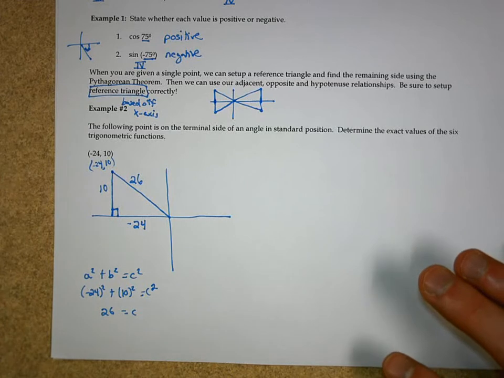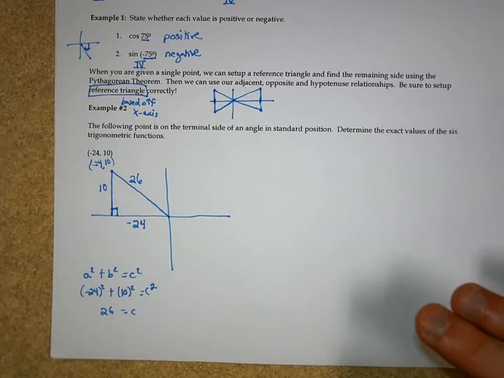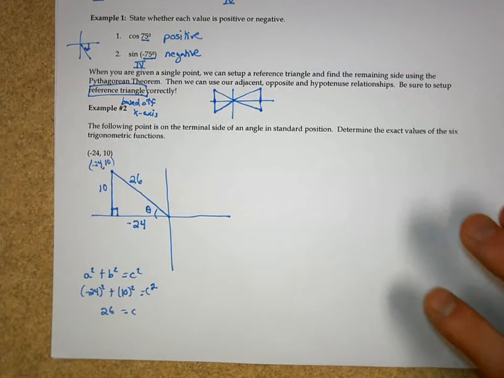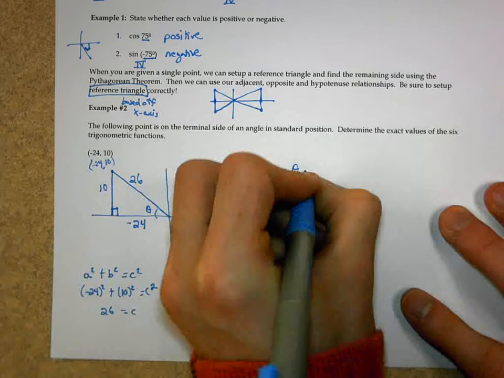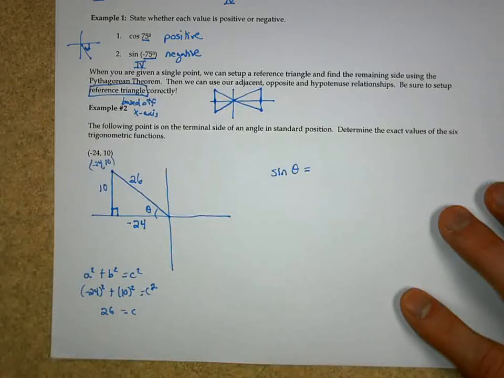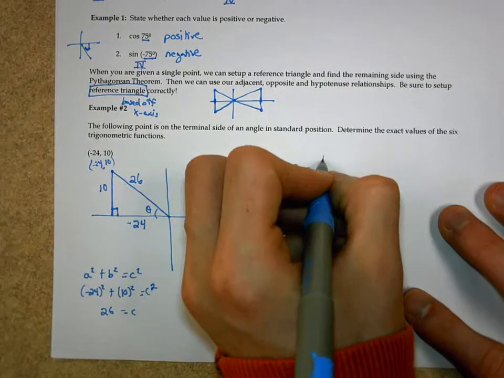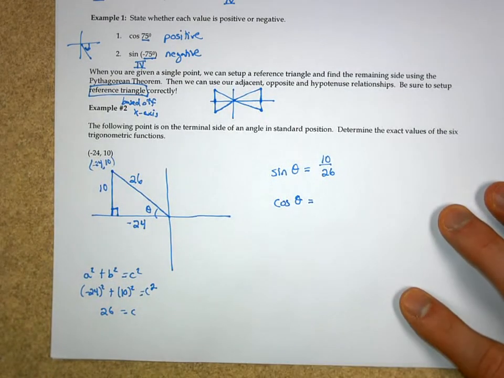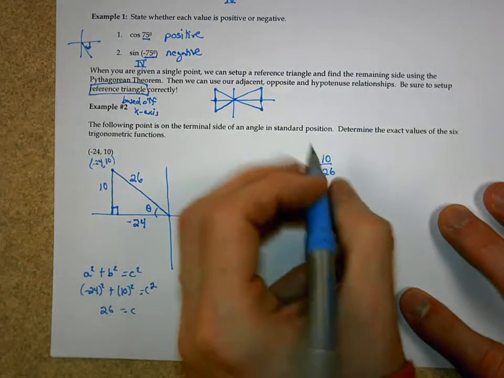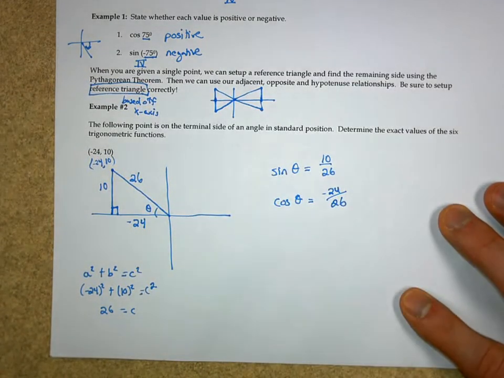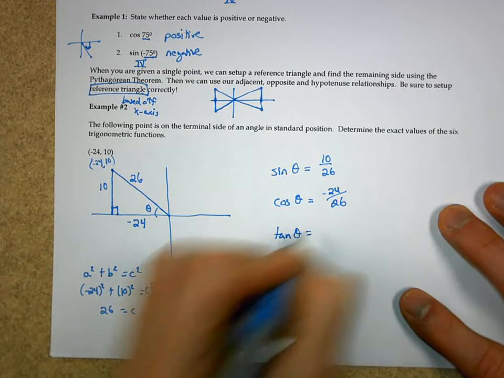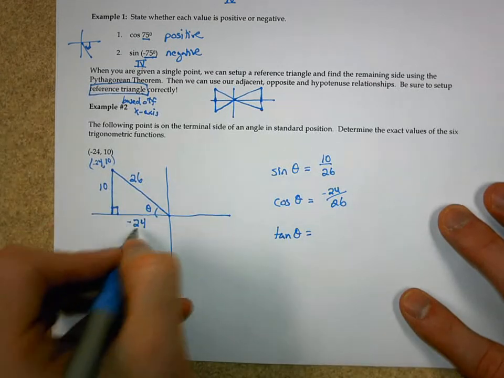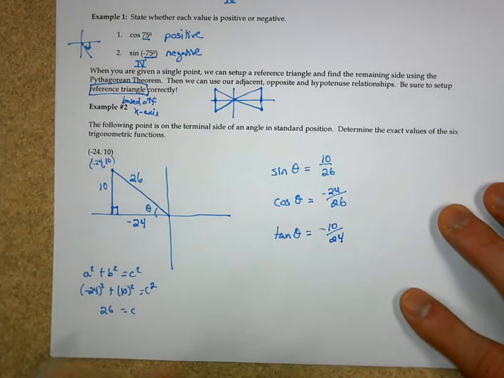So the last piece, now that I've got all these sides in, is to come up with our ratios inside our triangle, for our theta measurement. We know sine is opposite over hypotenuse. Opposite over hypotenuse is 10 over 26. The cosine, adjacent over hypotenuse, is negative 24 over 26. Tangent, opposite over adjacent, is 10 over negative 24, or negative 10 over 24.